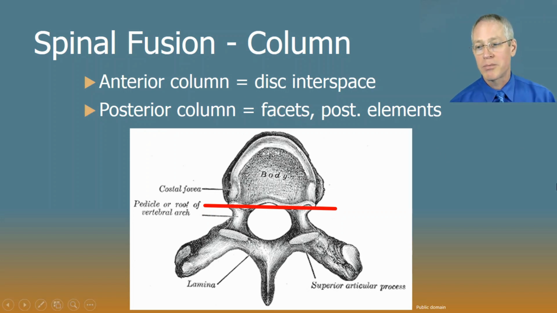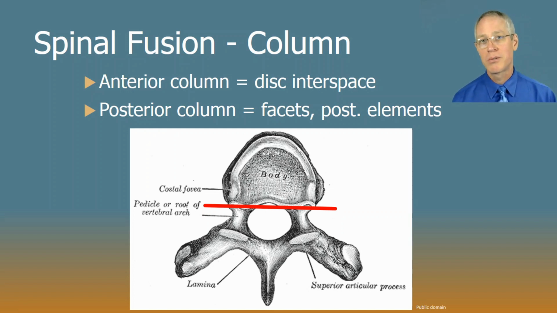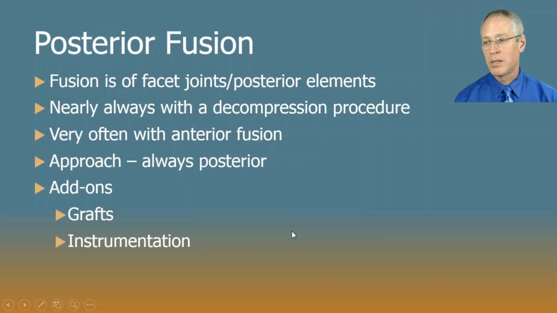Now, the facet joint fusion may be done by excising or obliterating the facet joints, or even leaving them right in place. But the posterior elements being fused are meant to isolate and disarticulate or unarticulate the facet joints in the posterior column. Now, anterior and posterior fusions are often done together, so that has the effect of fusing the anterior and the posterior column, all three joints at that level. So the posterior fusion is of the facet joints and the posterior elements around the facet joints, usually done with a decompression procedure itself, and quite often with an anterior fusion as well.